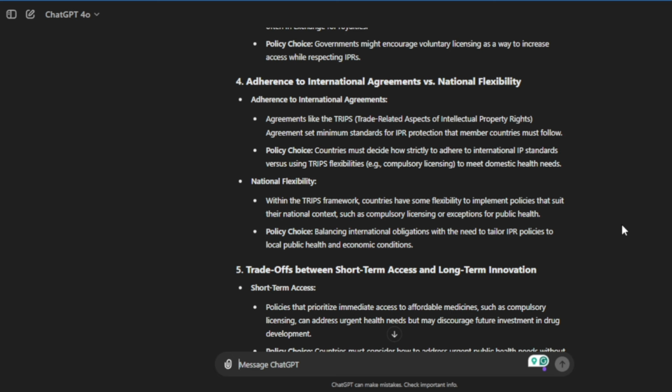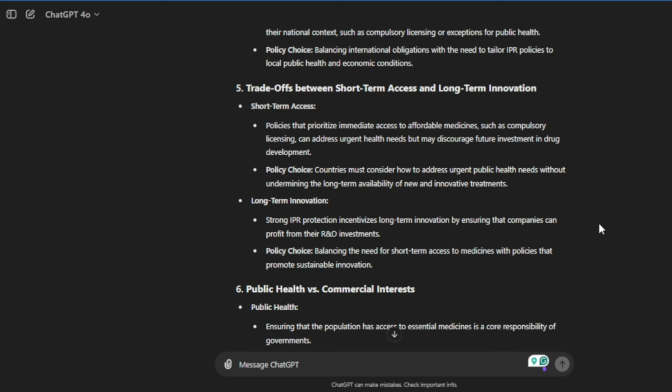And there are also those more local, more country-specific options that might give you access to new technologies, etc., new drugs in this particular case. So you have to balance those things off. Trade-offs between short-term access and long-term innovation.